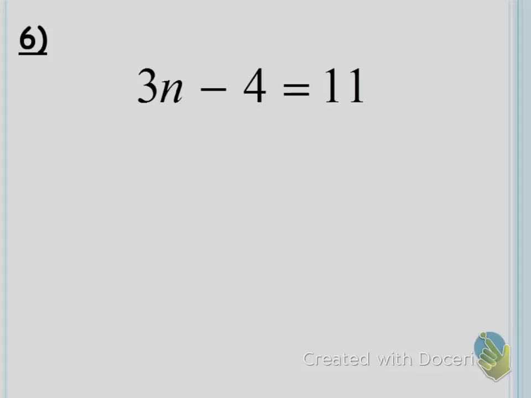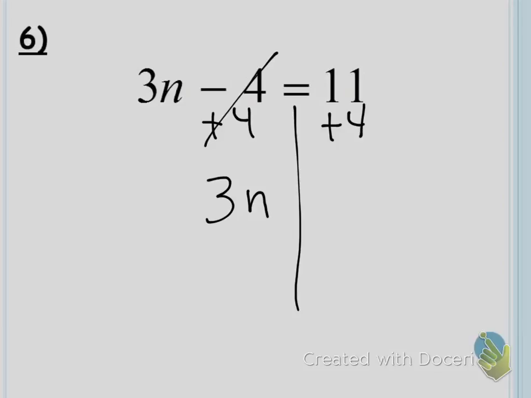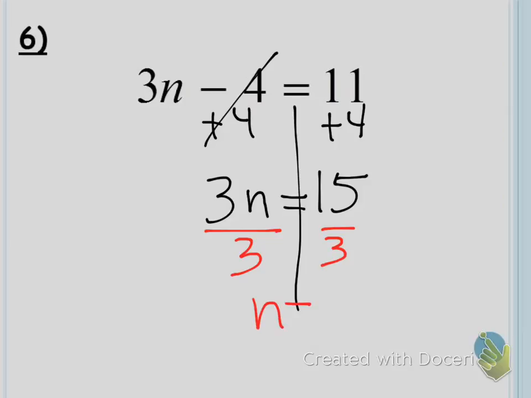Yeah, you need to get rid of the minus 4. You get rid of minus 4 by adding 4. So I'm going to add 4 to both sides. That gives me 3n equals 15. Then what do I do? Divide both sides by 3. What is n? 5. Very good. And you could plug 5 back in if you wanted to check your work. Questions?